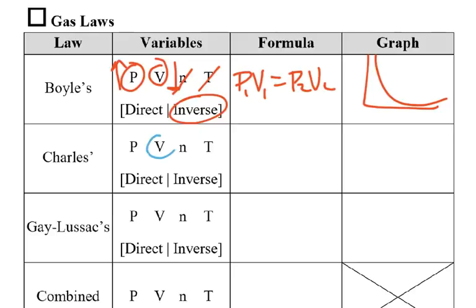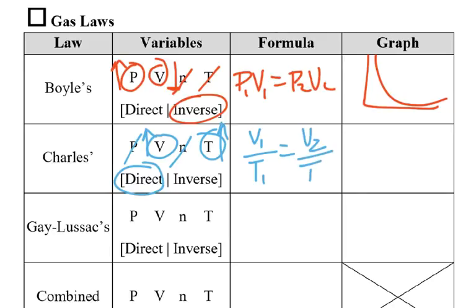Second one here, Charles' law. Charles' law is volume and temperature. If we increase the temperature, like on a balloon, then the volume goes up. If I heat up a balloon, it's going to get larger and larger. The number of moles and the pressure stay constant. Since they both go up together and both go down together, that's a direct relationship, so it's directly proportional. So V1 is to T1 as V2 is to T2.